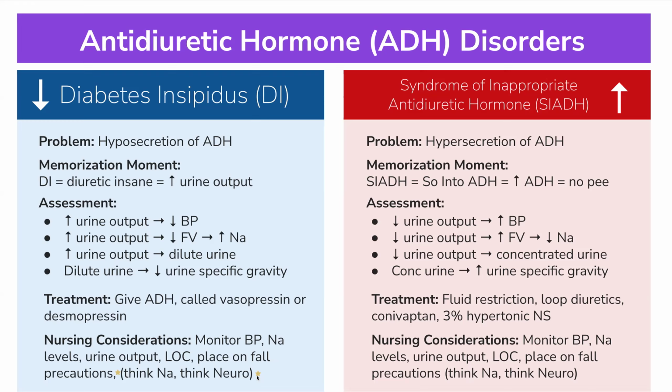So, we're going to monitor level of consciousness because as the sodium level rises to highly abnormal levels, it's going to decrease brain function. We're going to monitor urine output and put them on fall precautions because that drop in blood pressure can lead to dizziness. So there's a safety issue there. All right. Is everyone okay with diabetes insipidus?